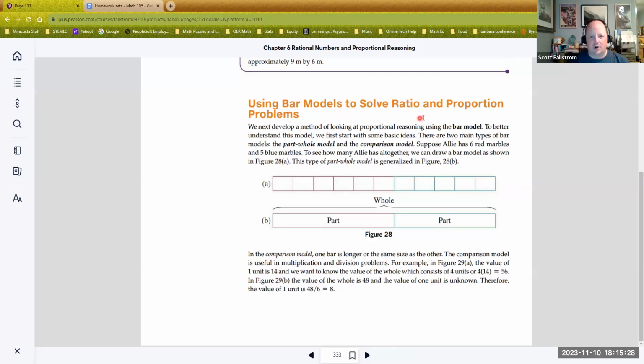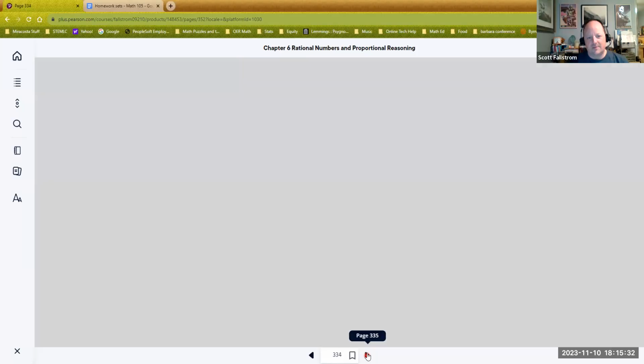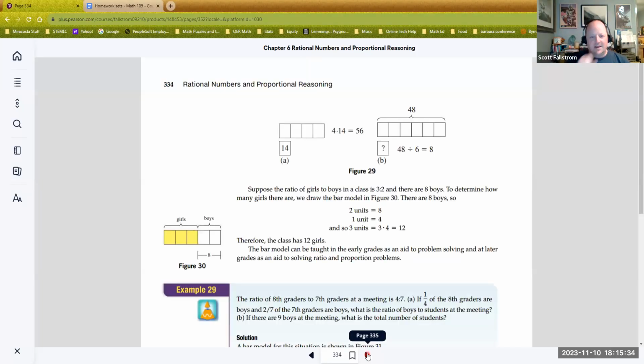And then we've got using bar models to solve ratio and proportion problems. Now, this one has come into favor quite a bit because the educational research says, hey, this is actually a really good way to do things. Drawing the picture so you can see the parts makes it quicker and easier for students to identify those ratios.